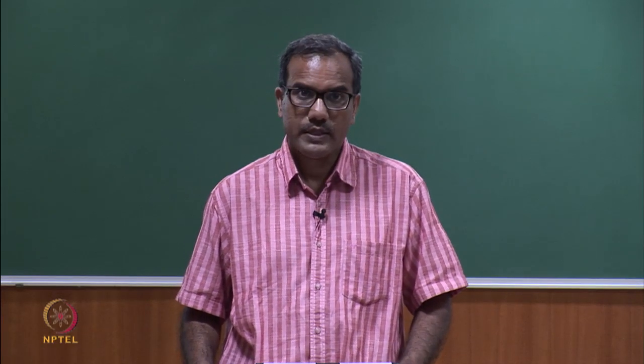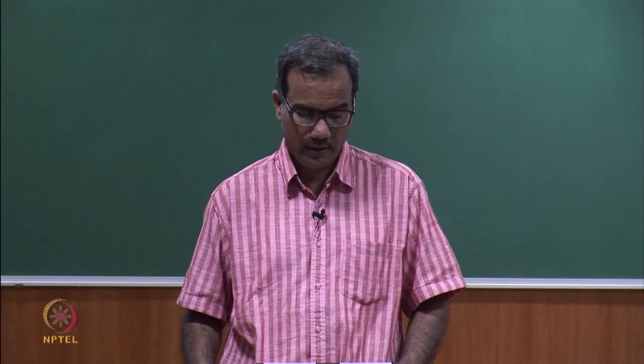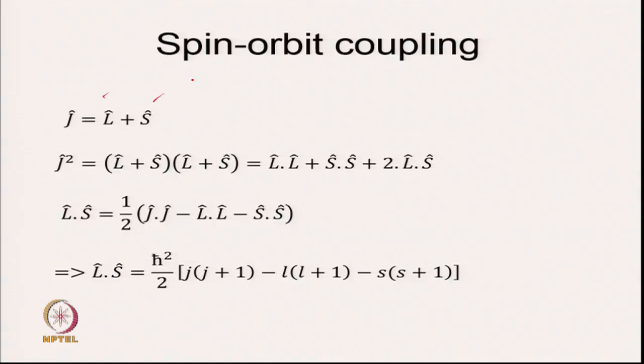Now, let us calculate L dot s. We know that J is equal to L plus s. So, J square will be L plus s into L plus s. It will give you L dot L plus s dot s plus 2 L dot s. So, L dot s will be half of your J square minus L square minus s square.